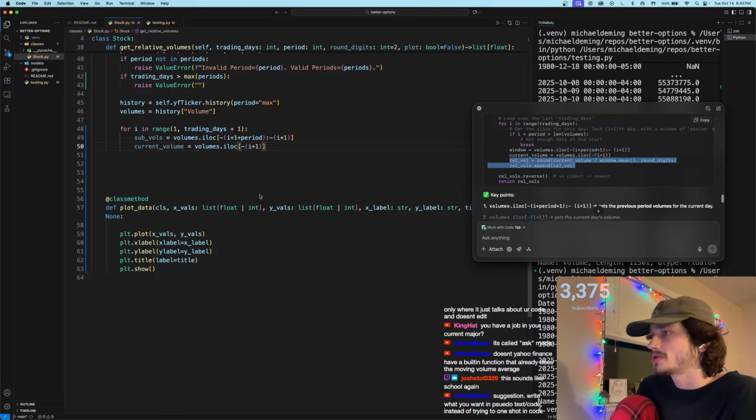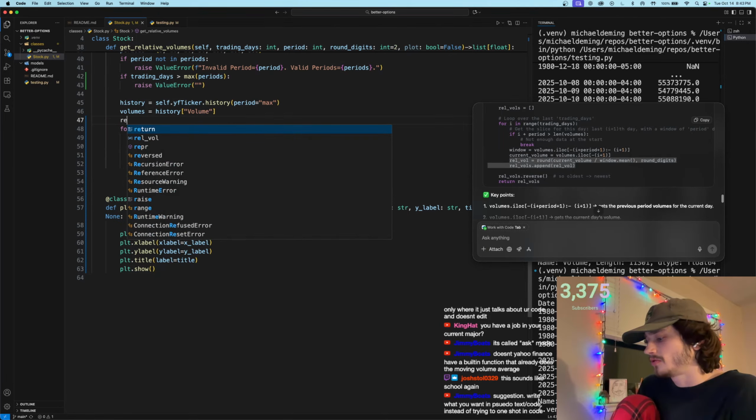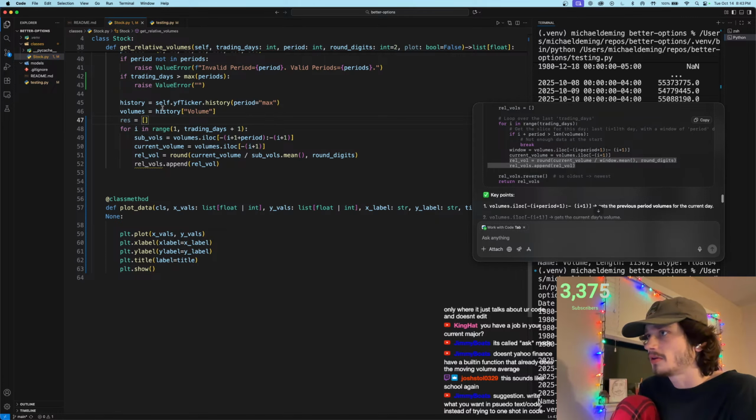Got you. Okay, so then it just does this, which computes the relative volume is equal to the current volume at this, right? It got the last index for this current loop. And then this is that range in total, which was the subvolumes dot mean. And then we have relative volumes, and then we say result is equal to a list here, and we'll just append the volumes to the result.